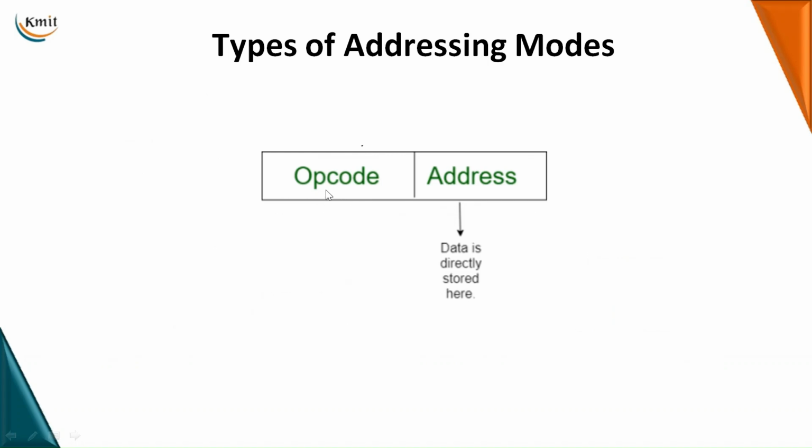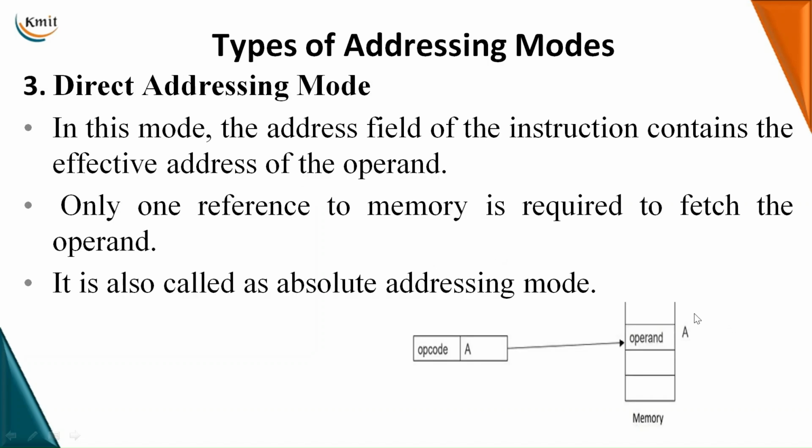So if you look at the opcode address part, the data is directly stored here. The next type of addressing mode is the direct addressing mode. In this addressing mode, the address field of the instruction contains the effective address of the operand. The effective address is nothing but the memory location where the particular operand is stored in the memory.